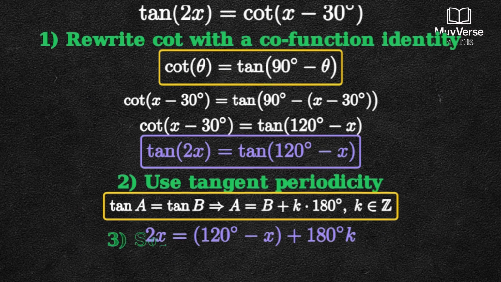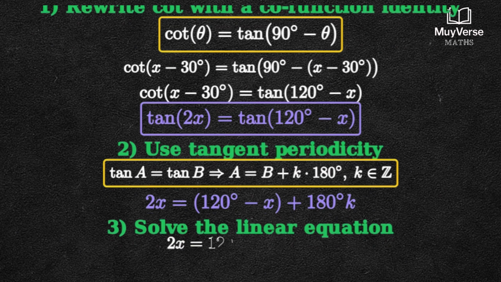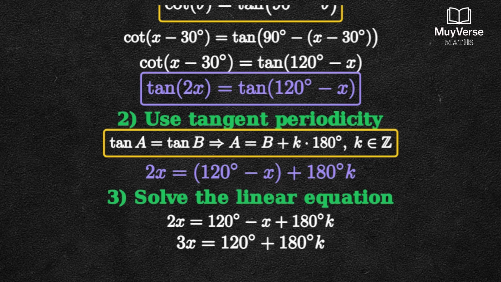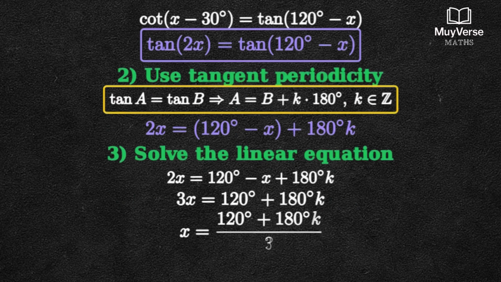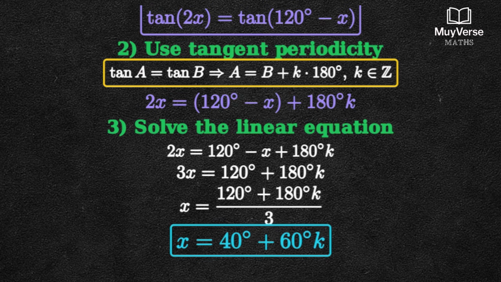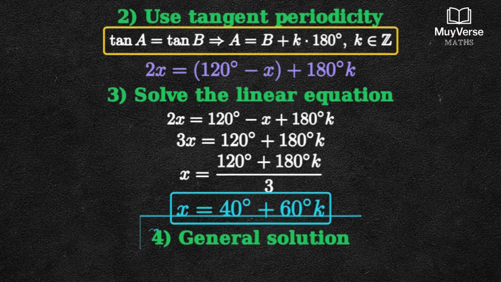Step 3. Solve for x. Move x terms to one side. 3x equals 120 degrees plus 180 degrees times k. Divide by 3 to isolate x. X equals 40 degrees plus 60 degrees times k. Step 4. State the general solution for all integers k.